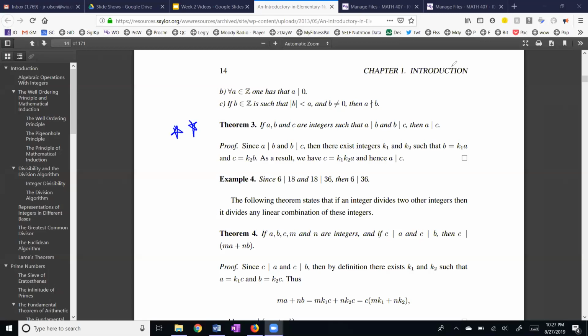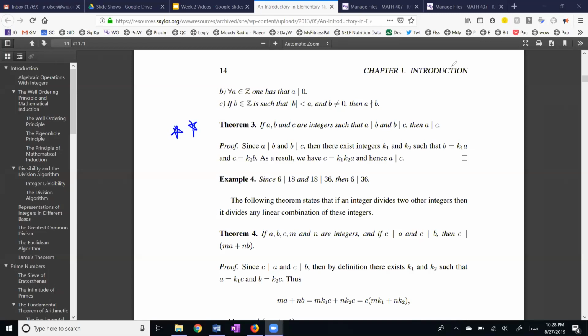You might look at the proof that is written in the textbook here. It's quite similar to my proof. They used K1 and K2, which is fine. I used K and L. Also, they had the equation flipped, but since equality is symmetric, it doesn't make any difference.